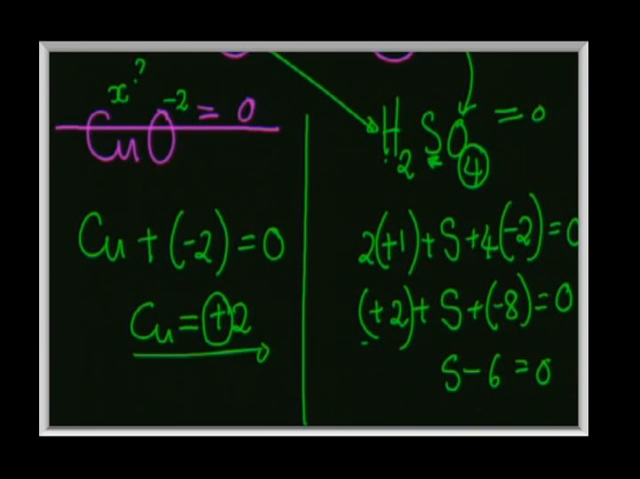If I take the 6 across, I will see that my sulfur is therefore going to have an oxidation number of +6. Now, if you wanted to compare that to your valence number, you would see that the valence number for sulfur is -2, apologies. So you would see that the oxidation number and the valence number have got nothing to do with each other.